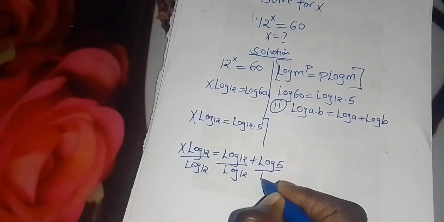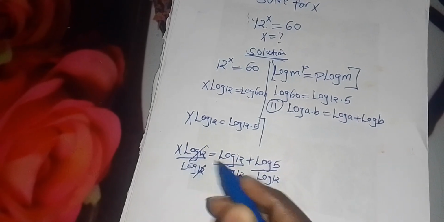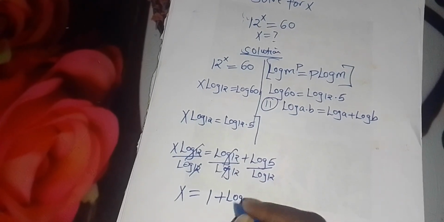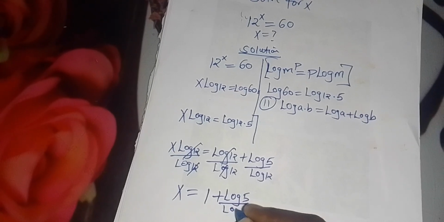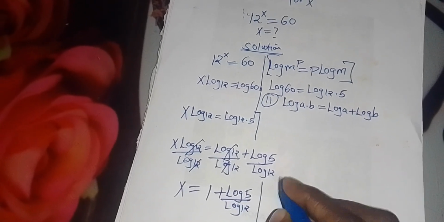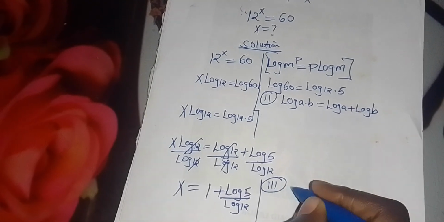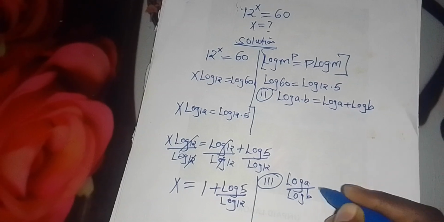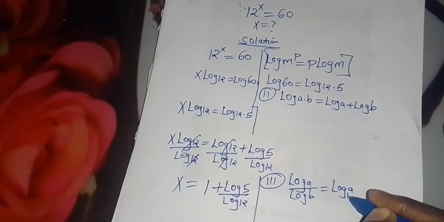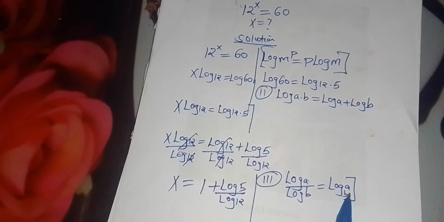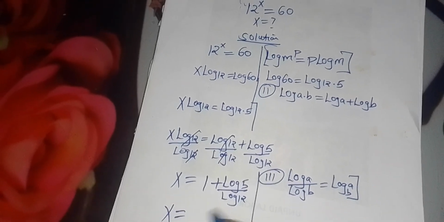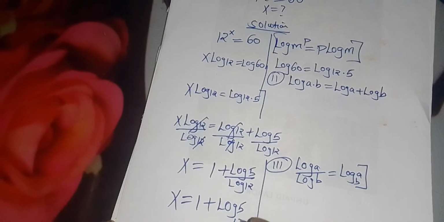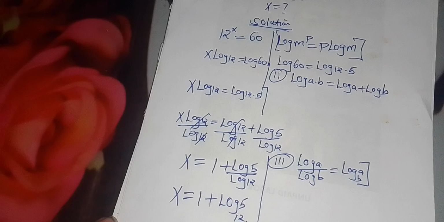So we divide both sides by log 12, so that we'll have x equal to 1 plus log 5 divided by log 12. Now we have an interesting property of the logarithm that states that log a divided by log b is the same as log a to base b. So we use this property, and we'll have x equal to 1 plus log 5 to base 12. So we have expressed x as 1 plus log 5 to base 12.